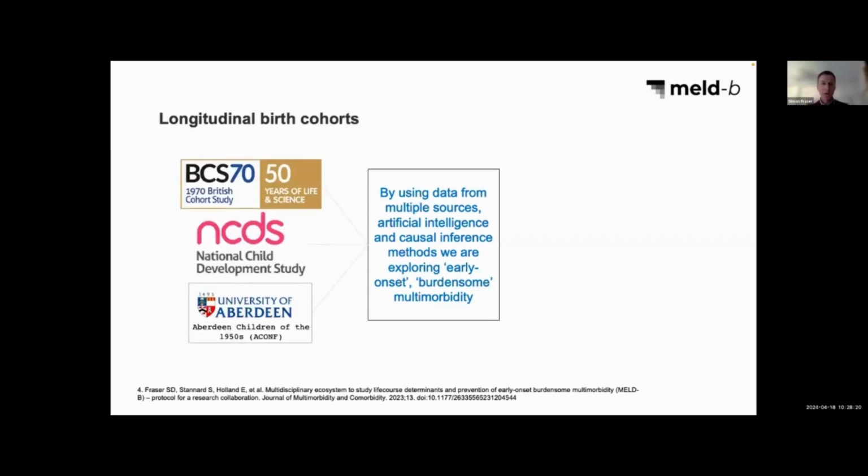So we're using longitudinal birth cohorts, and here are the three that we're using: BCS70, NCDS, and ACOMF. And if you're not familiar with birth cohorts, they're fascinating sources of data. To take BCS70, for example, this is a cohort of people who were all born in the same week in 1970, who have been followed up at regular sweeps every 4 or 5 years since that time. So they're now in their 50s, and collecting extremely rich data on multiple aspects of their lives.